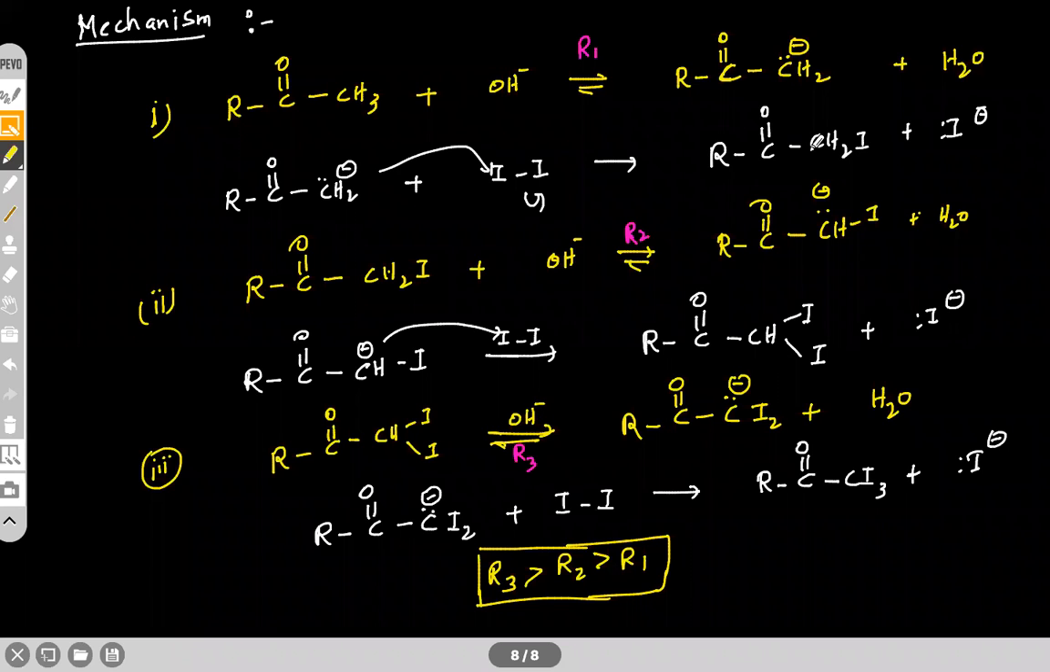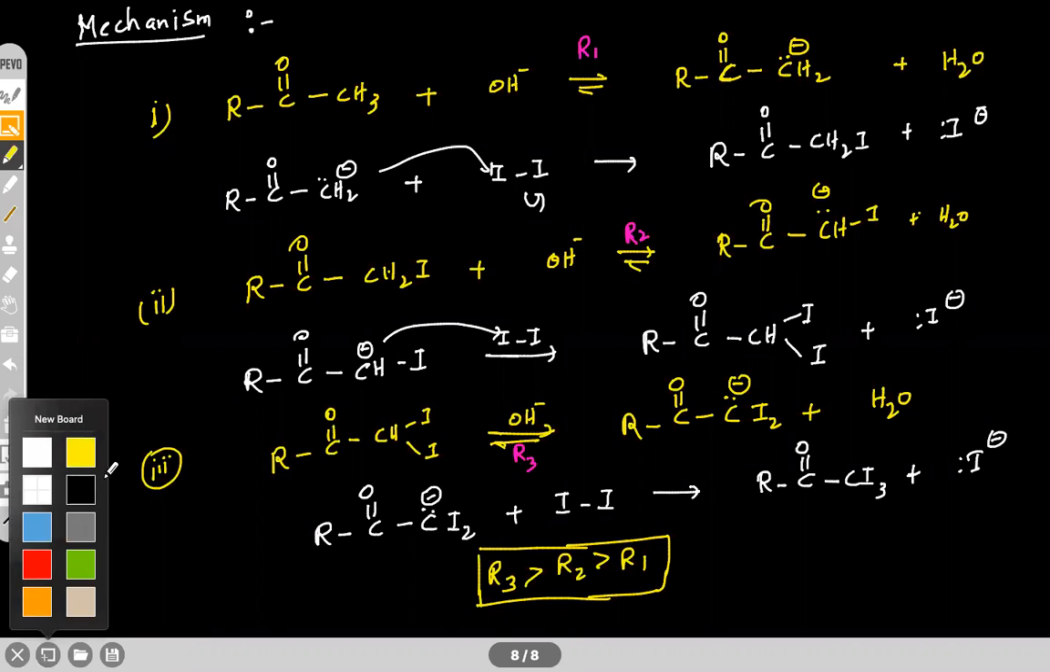Now, this is the first step of the reaction. Rate of the reaction we have already discussed. In the last step, what happens? We get here RC double bond O and CI3, and we have base OH minus.